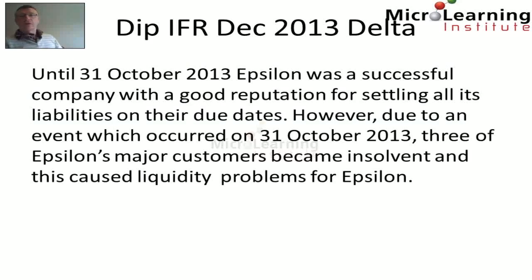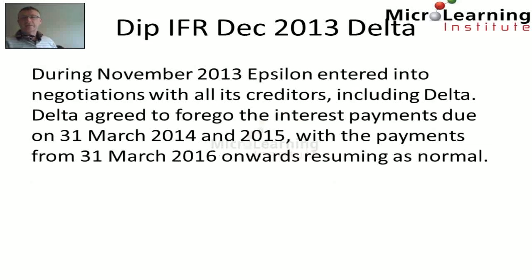Now, we're also told in this question that until the 31st of October 2013, Epsilon was a successful company with a good reputation for settling all of its liabilities on their due dates. However, due to an event which occurred on the 31st of October 2013, 3 of Epsilon's major customers became insolvent, and this caused liquidity problems for Epsilon.